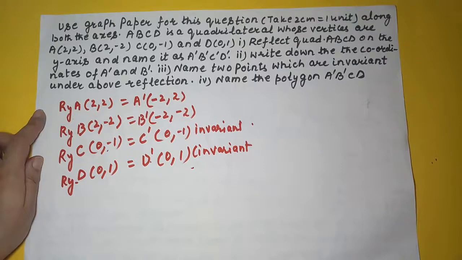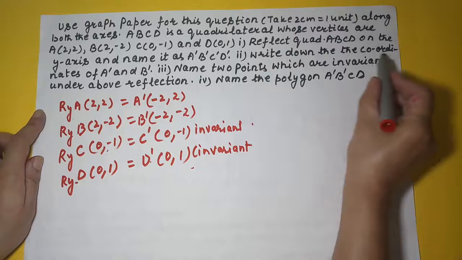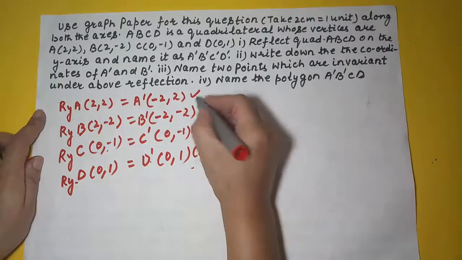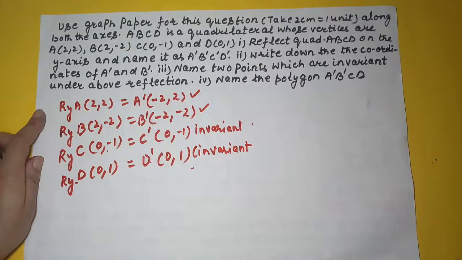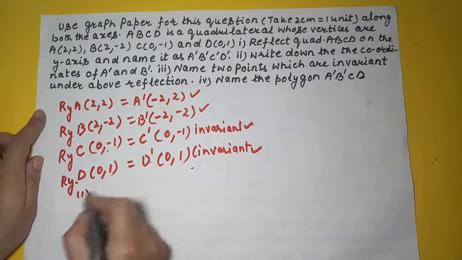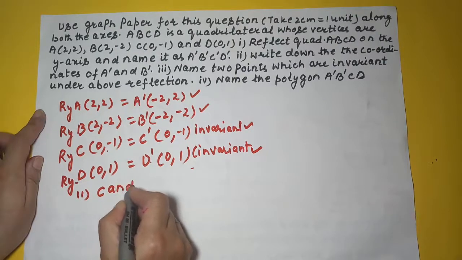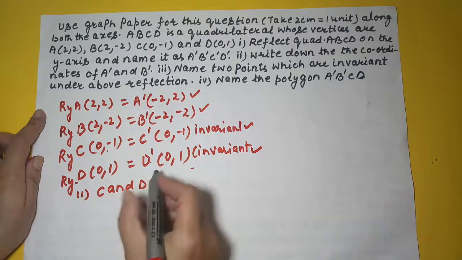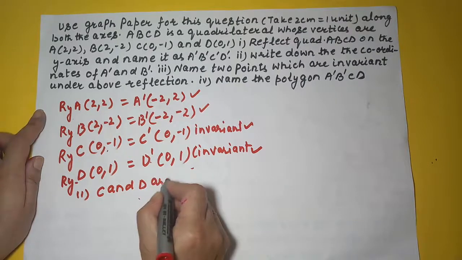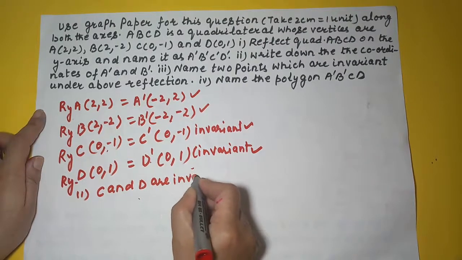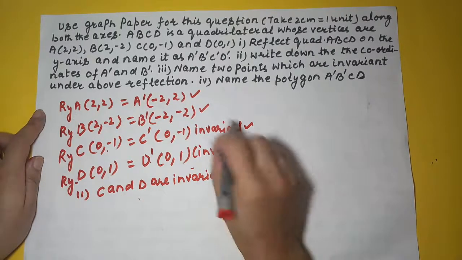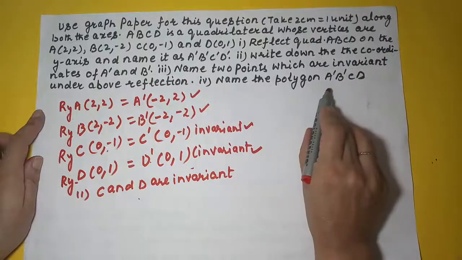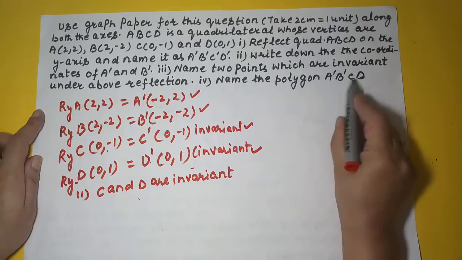Okay, then he's saying write down the coordinates of A dash and B dash. You have written. Name 2 points which are invariant under above reflection. You know that C and D, right? So you can write C and D. You can see this from the graph also. C and D are invariant. That means they have not changed even after they have been reflected along y-axis. Okay, then name the polygon A dash, B dash, C and D.